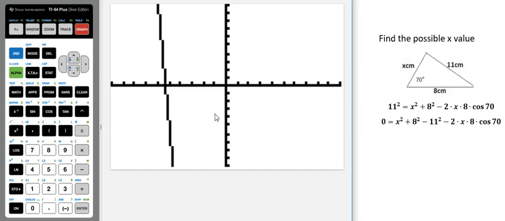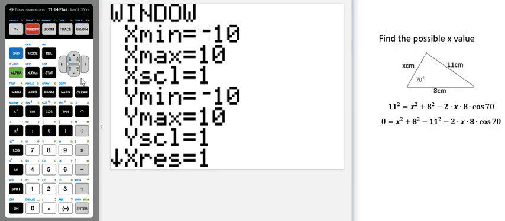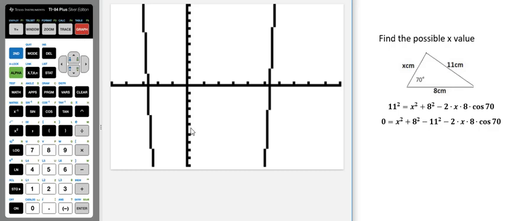For this graph, I didn't see 2 x-intercepts. Therefore, I need to change the window. I change it into 20 here. Let's change the scale into 2. So I go to graph.